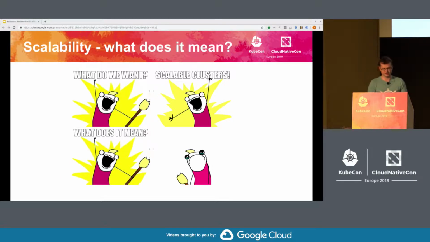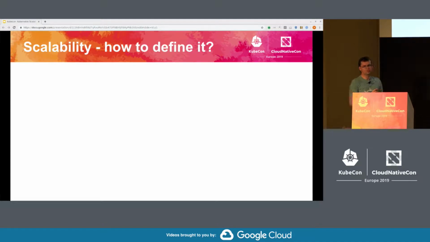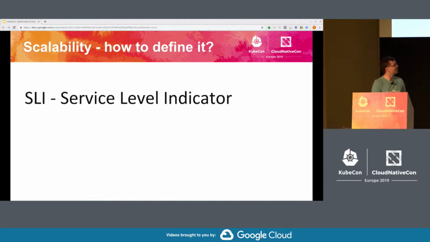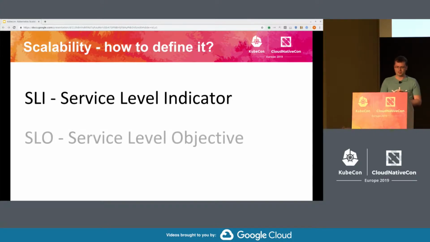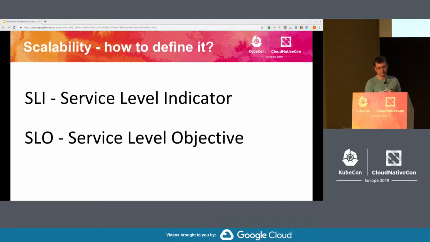So how do we approach defining scalability, in particular in Kubernetes? All the examples here will be based on Kubernetes, but many of the things are pretty generic and apply to any system. The definition of scalability relies on two main concepts. The first one is SLI, which is service level indicator. You can think about it as some metric that we are gathering from the system. The second is SLO, which is service level objective that we build on top of that SLI. You can think about it as a metric plus some threshold.